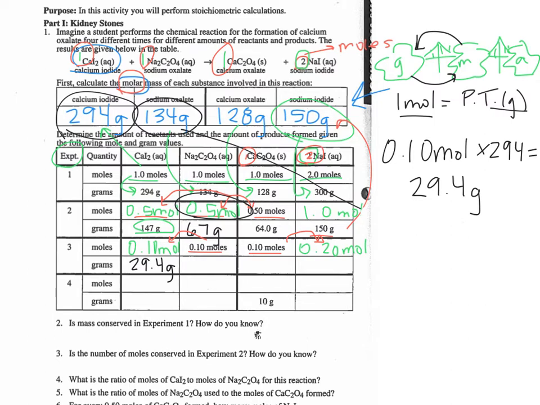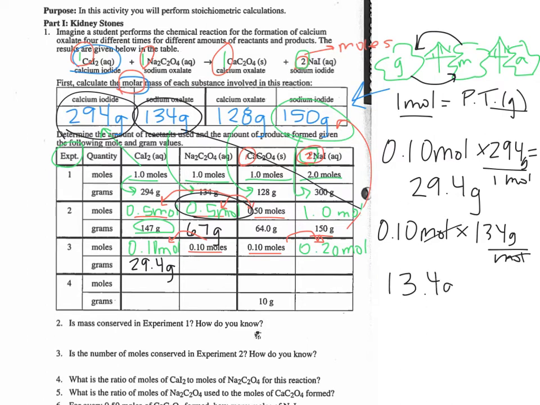All right, similarly, for the next one over, sodium oxalate, again, we've got 0.10 moles of sodium oxalate. We're going to multiply that by our grams, okay, because remember this is grams in 1 mole. So we're going to multiply it by 134 grams in a mole. And we're going to end up with 13.4 grams. Makes sense? So if we do the same thing with the other one, we're going to do 0.1 times 128. That'll give you 12.8 grams.